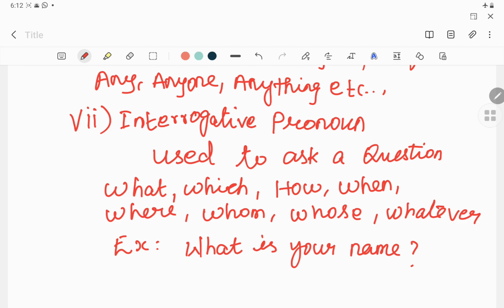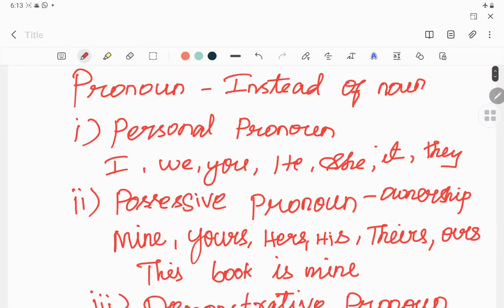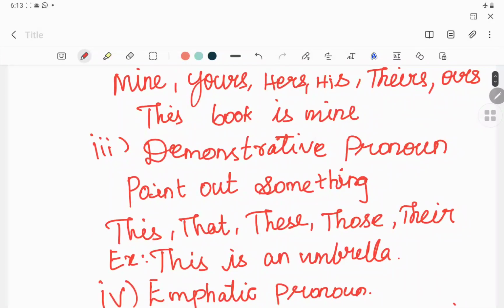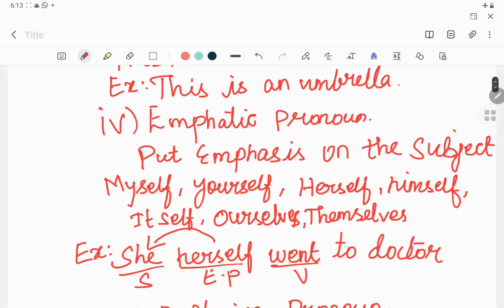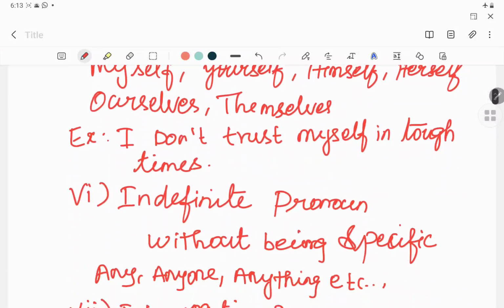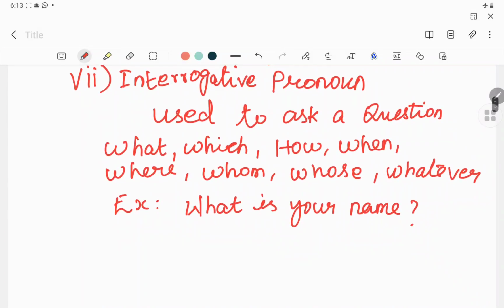So at last we have 7 types of pronouns. So what are they? We know from first onwards. If I recollect those things means it is easy for you. First one is personal pronoun, second one is possessive pronoun, third one is demonstrative pronoun, fourth one is emphatic pronoun, fifth one is reflexive pronoun, sixth one is indefinite pronoun, seventh one is interrogative pronoun. So all those things come under the types of pronoun only.